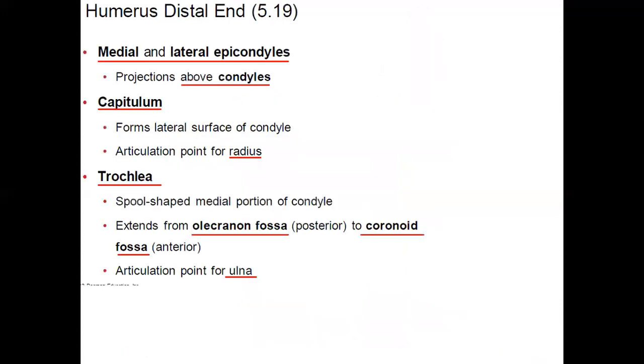On the distal end of the humerus, there are two condyles, a medial and a lateral condyle, that have bony projections above them or on top of them, the epicondyles, medial and lateral. So those epicondyles are points of attachment for forearm muscles. So the muscles that flex your wrist.